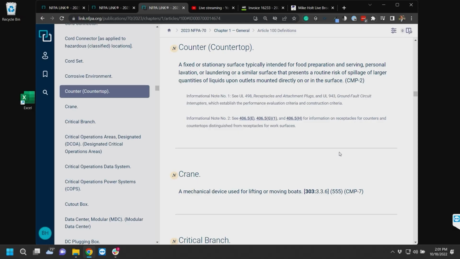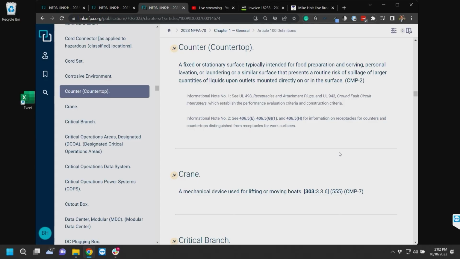Stationary surface? You mean if I have a thing that moves around? Yes, it's not a countertop. I don't even know that's part of the house. I just bought it from Amazon. I just put whatever. A fixed or stationary surface typically intended for food preparation. Okay, food prep. And serving. Food prep and serving.